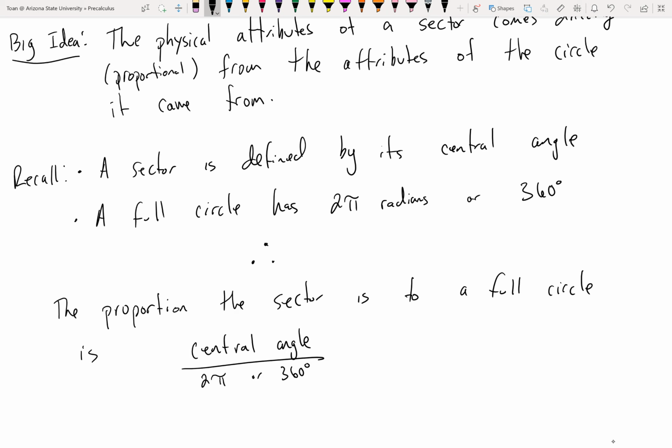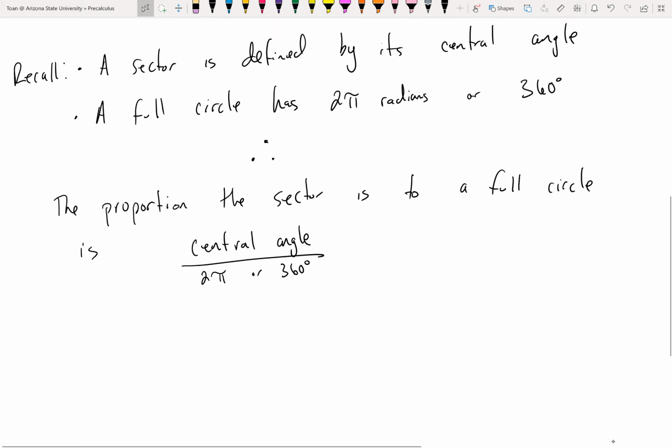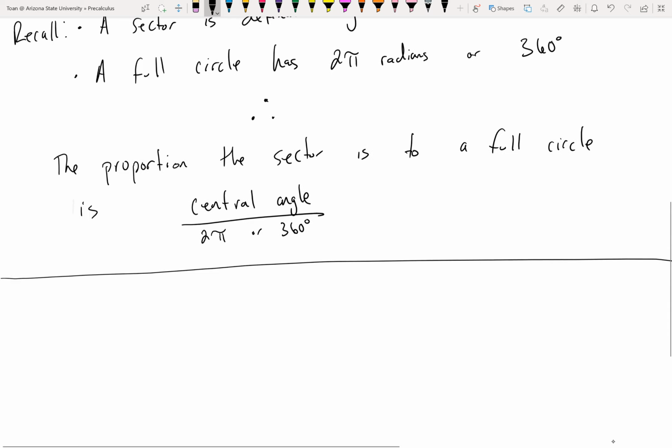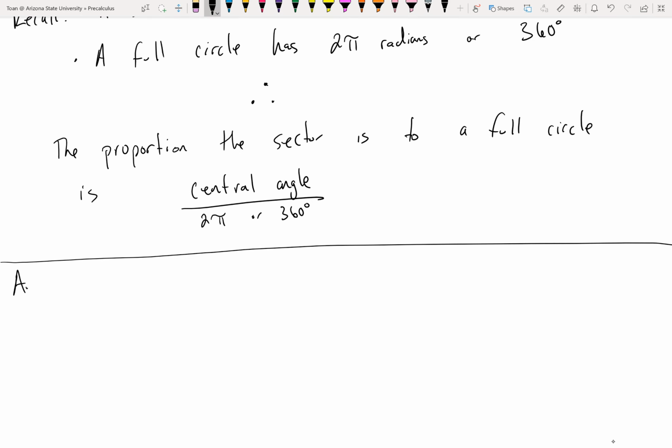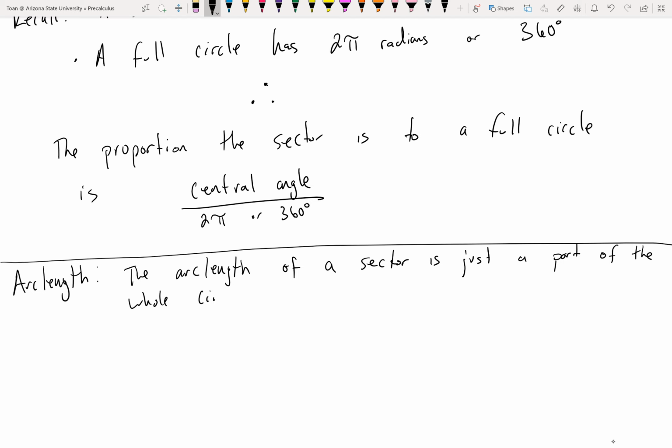With this, we can basically build formulas, right? So let's talk about the first easy formula. Let's talk about arc length. Again, the arc length of a sector is just a part of the whole circle's circumference.